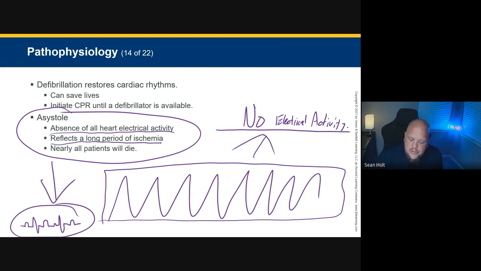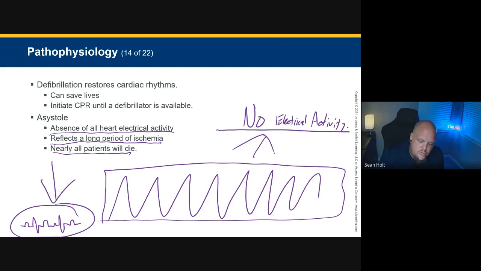Asystole reflects a long period of ischemia or damage to the heart. Nearly all of the patients that present with that rhythm are going to die. Okay. Nearly, not everyone, but a lot of them. Okay. It's the cessation of electrical activity, which is the basis of our heartbeats. Okay. So defibrillation restores cardiac rhythms. It can save lives, and it does.